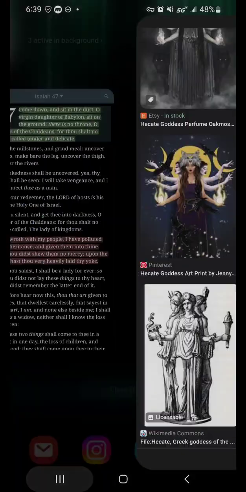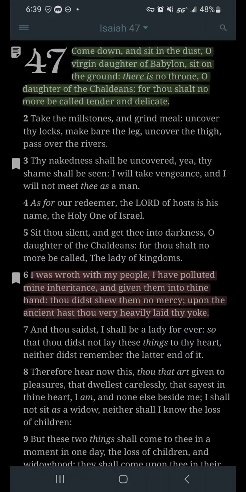But nonetheless, let's get to the scriptures. Isaiah 47:1. Come down and sit in the dust, O virgin daughter of Babylon. All right, and the virgin daughter of Babylon is America, man. Sit on the ground, there is no throne, O daughter of the Chaldeans, for thou shalt no more be called tender and delicate. All right, so, you know, now we know who this chapter is talking about, man.